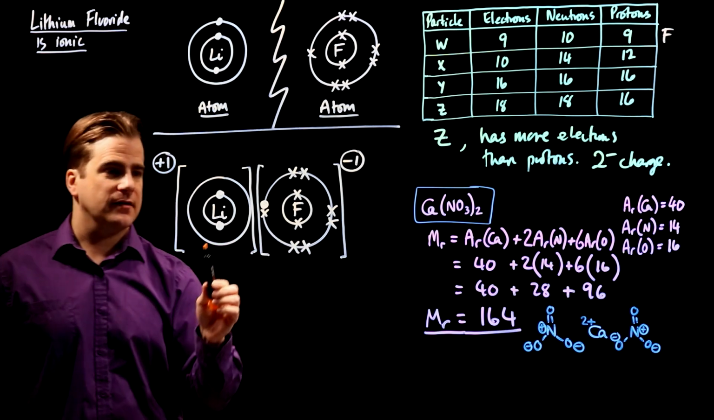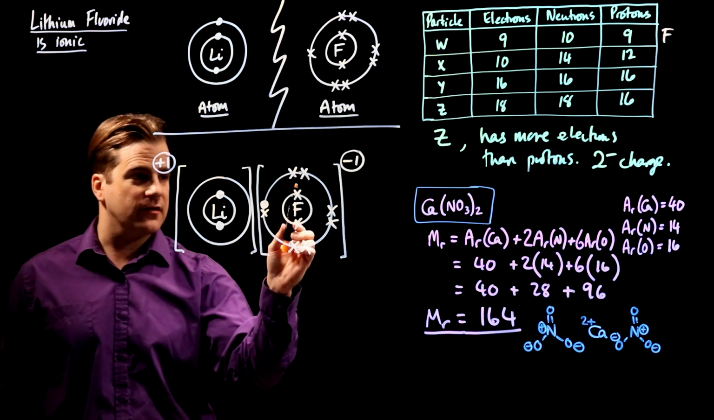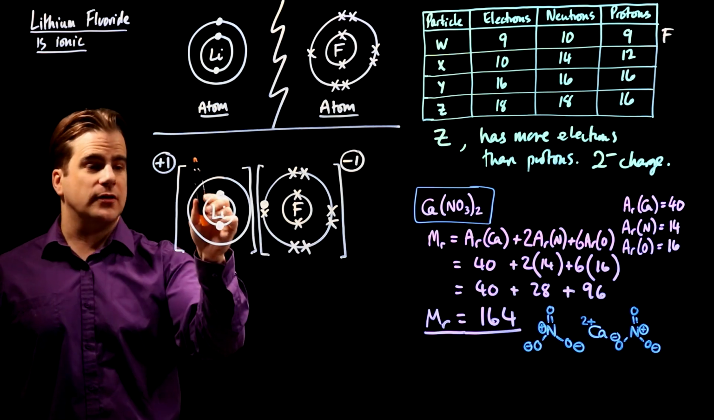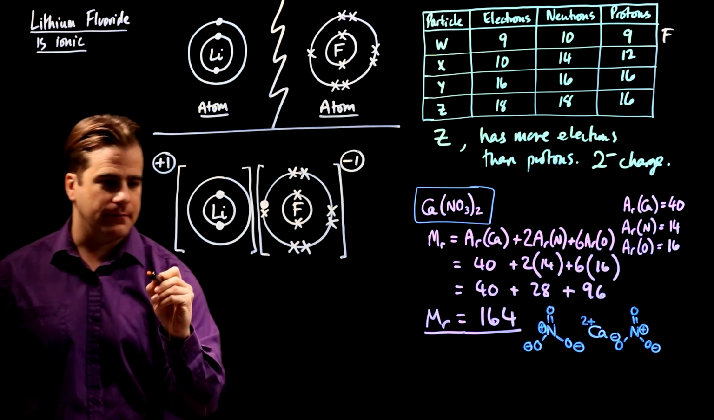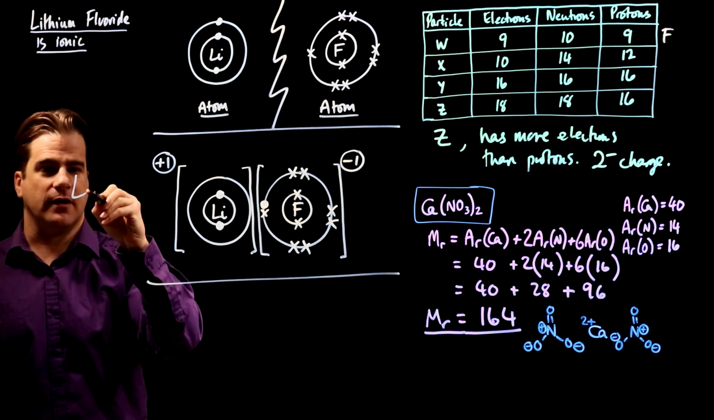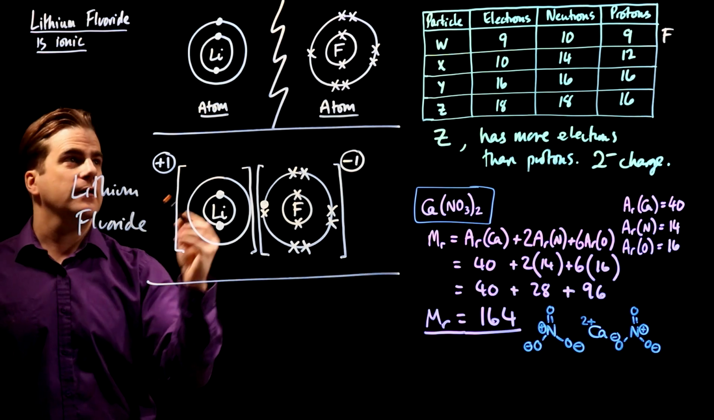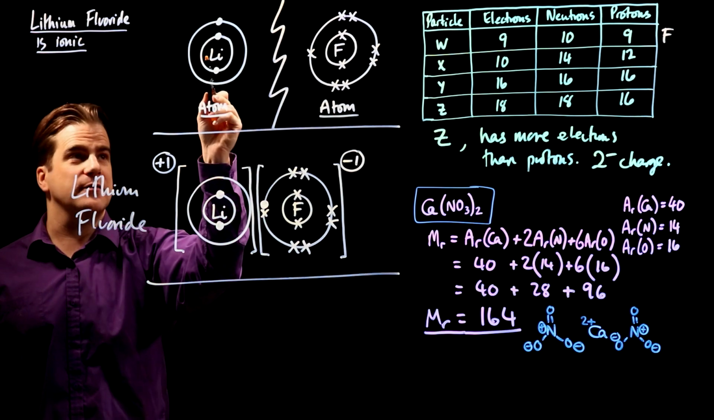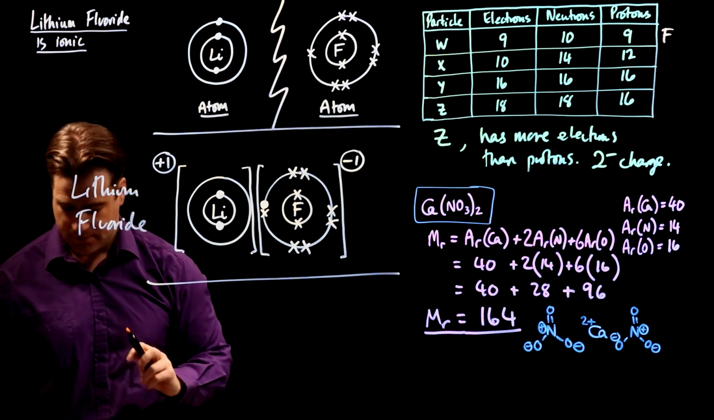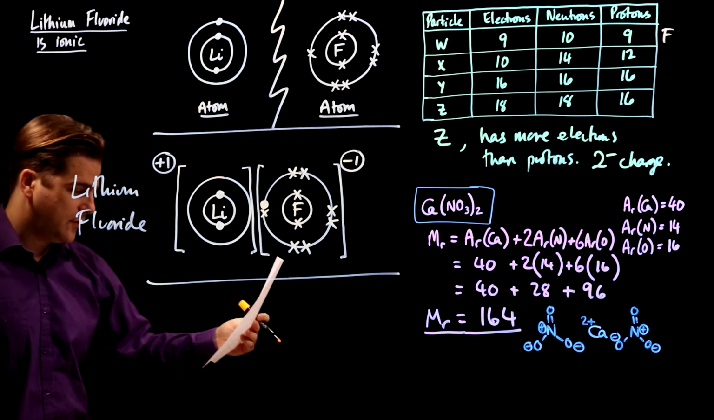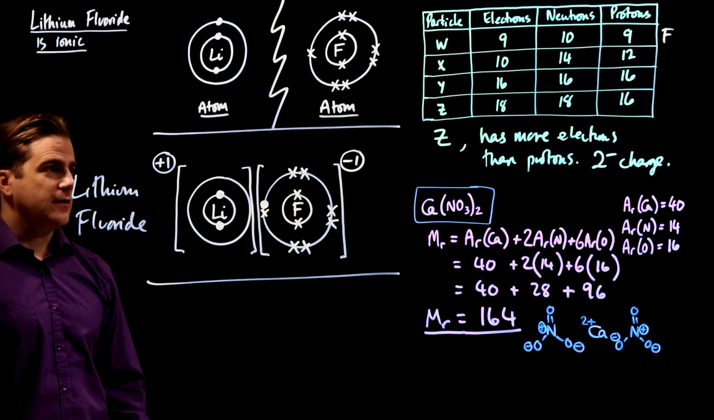Don't overlap the outer shells. Use dots for one of the atom's electrons and crosses for the other. Don't forget the square brackets and don't forget to put the charges in. And that's it. That is lithium fluoride. That is not lithium fluoride. That is an atom of lithium and an atom of fluorine. But that is lithium fluoride. And I think that concludes the question. Yes, it does. Not too bad, right?